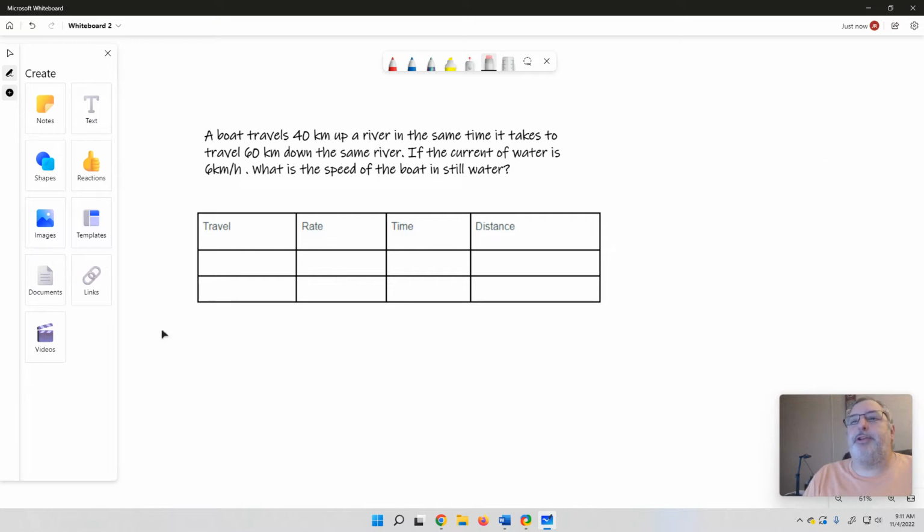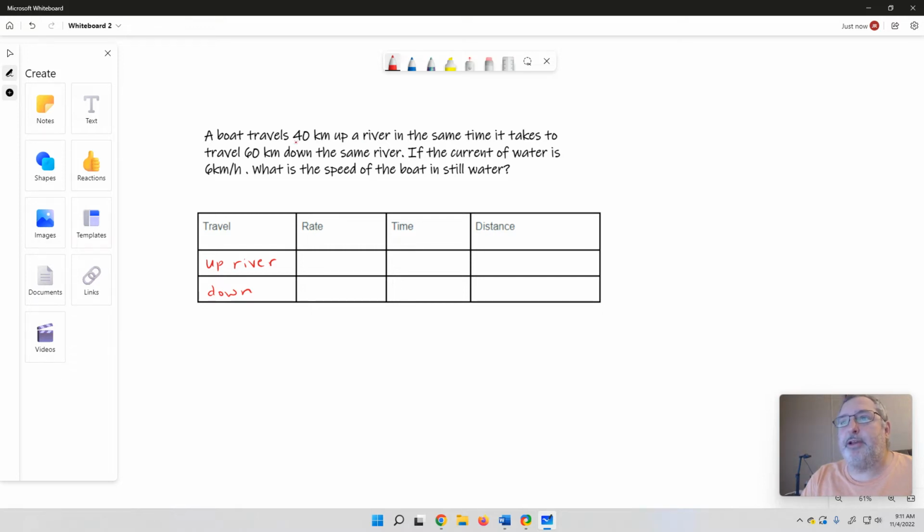Okay. So how are we going to do this? Well, we're going to use this table that you're given to set this up, and then we're going to solve the problem. So we've got up the river, and then we've got down the river. All right, so what's the rate up the river?